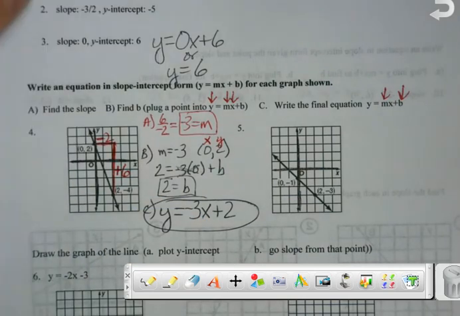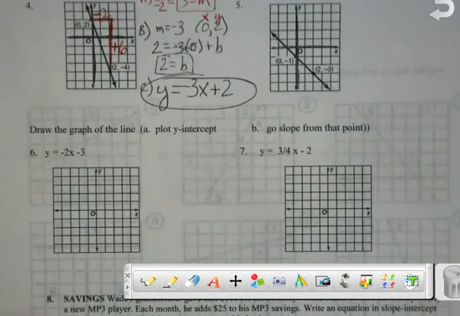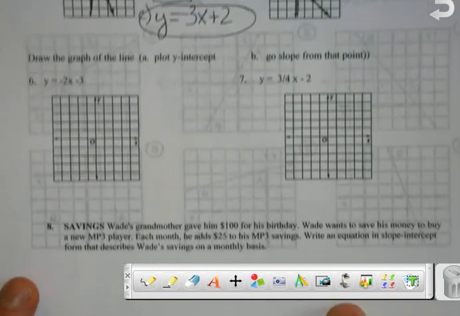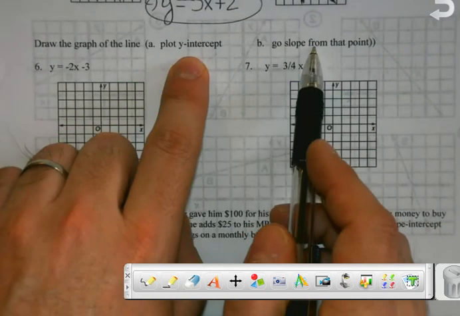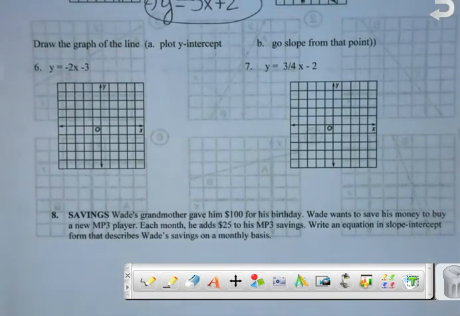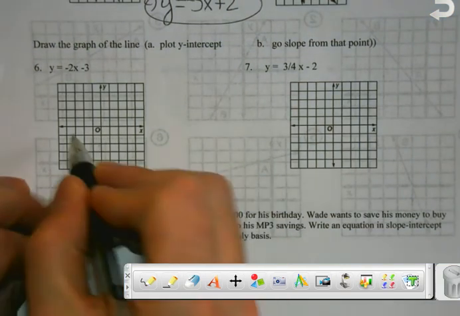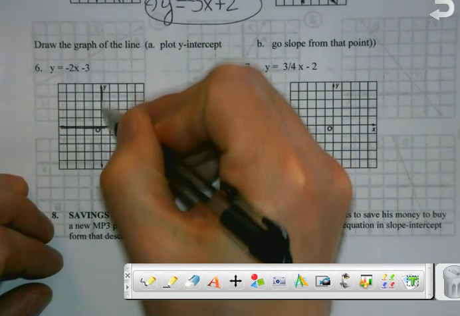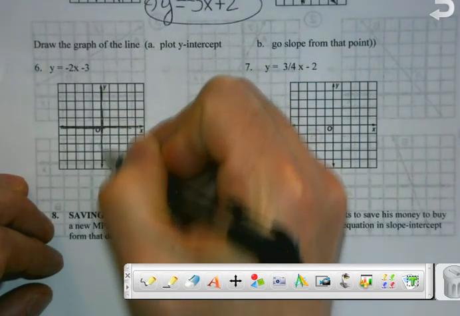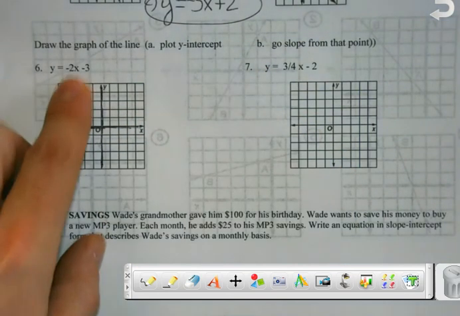If I scooch up a little more, draw the graph of the line. Again, we've got directions up here. So if this is one you're an expert on, keep busting through. If not, we'll see what's happening here. Let me darken up my axes a little bit more. This is an area we've had a little bit of an issue with.